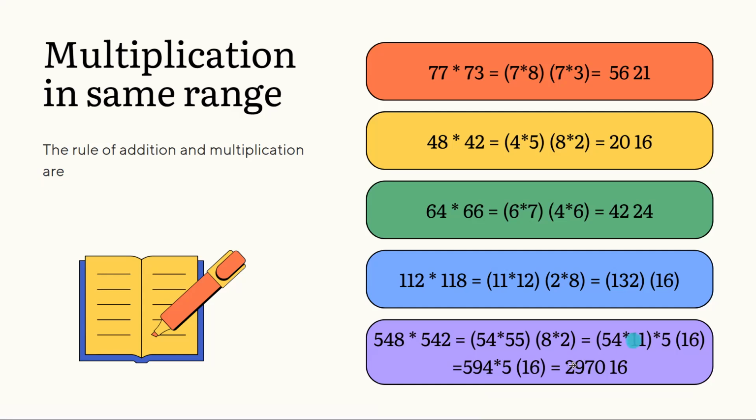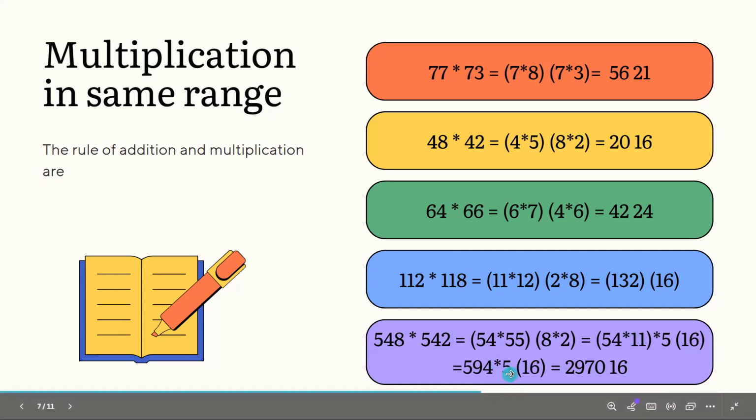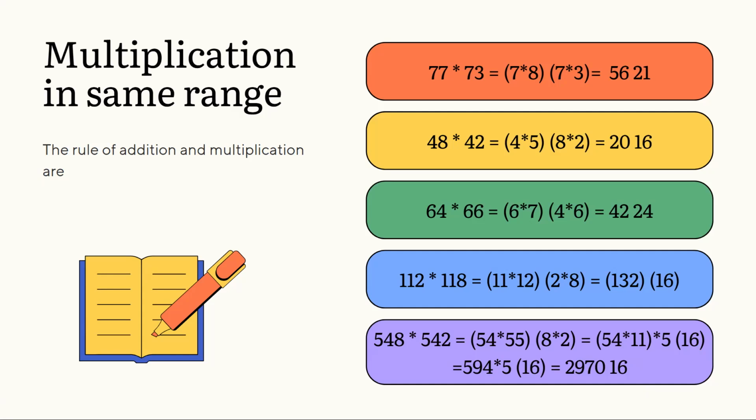So if I can do that, then I know that 594 into 5 would be much easier to calculate, because the multiplication of 5 is much easier, right? So here we know that it will be 2970, and the last two digits are 16, right? So in that way, if you apply your brain here, and if you split it into a much simpler method like 54 into 55, I think you can do that.